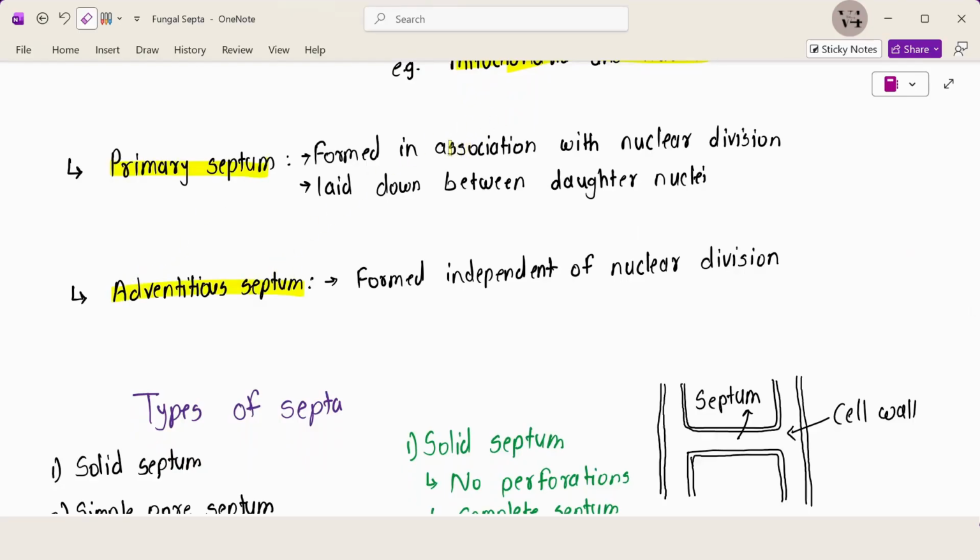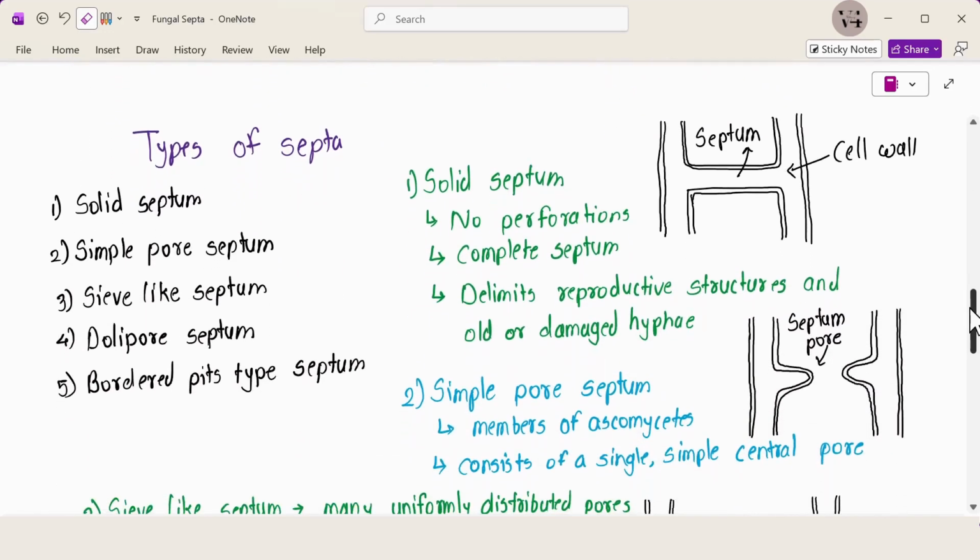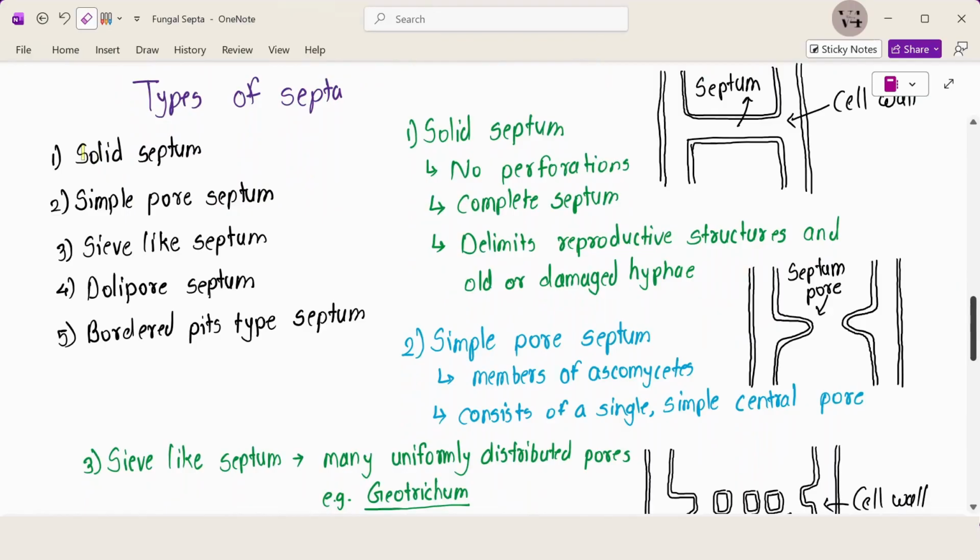Now, based on their origin, septa are of two main types: primary and adventitious. Primary septa are formed in association with nuclear division and are laid down directly between daughter nuclei. Adventitious septa are formed independently of nuclear division. Let's now study the major types of septa found in different fungal groups. We are going to study 5 types. First, solid septum. Second, simple pore septum. Third, sieve-like septum. Fourth, dolipore septum. And fifth, bordered pit type septum.